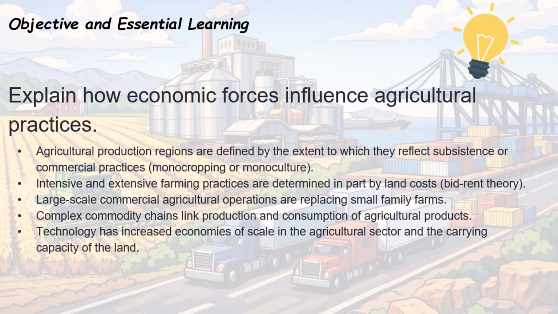Then we have complex commodity chains. Food does not teleport to your plate. It moves through production, processing, distribution, transportation, a whole network linking producers and consumers across the globe. And finally, technology has increased economies of scale and boosted the carrying capacity of the land. Farmers today can feed way more people than in the past because of machinery, improved seeds, fertilizers, irrigation, the full upgrade pack. So the big idea? Agriculture is not just about soil and sunshine. It's shaped by economic decisions at every level.